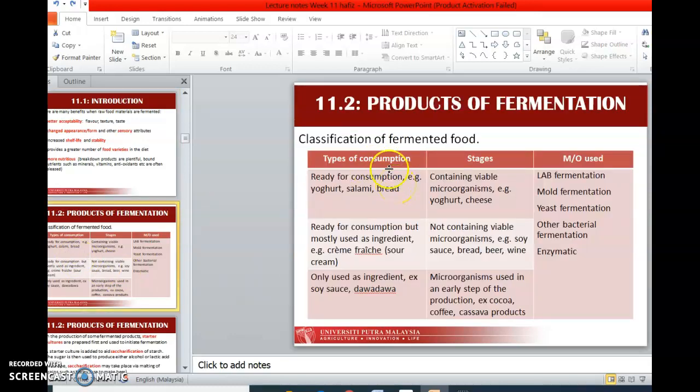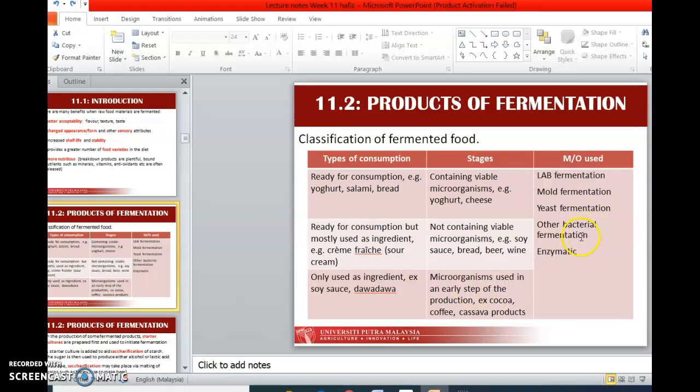So this is the classification of fermented food. The first one is ready for consumption, for example yogurt. The second one is ready for consumption but mostly used as an ingredient, for example sour cream. Then the last one is only used as an ingredient, for example soy sauce. So for the first one, it contains the microorganisms that we consume. The second one doesn't have the microorganisms anymore because they have been removed or killed during the process. And for the last one, the microbe is only used during the early step of production, and then other processes are required to complete the product.